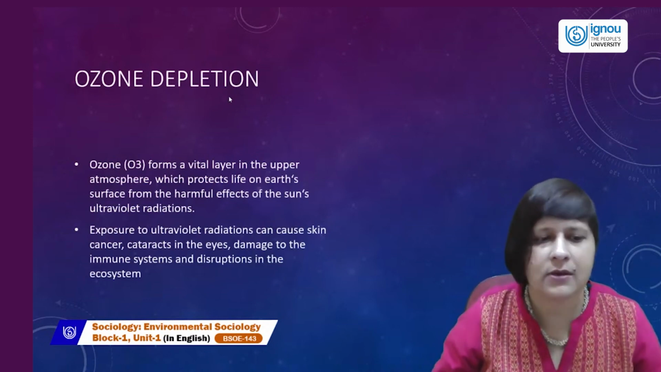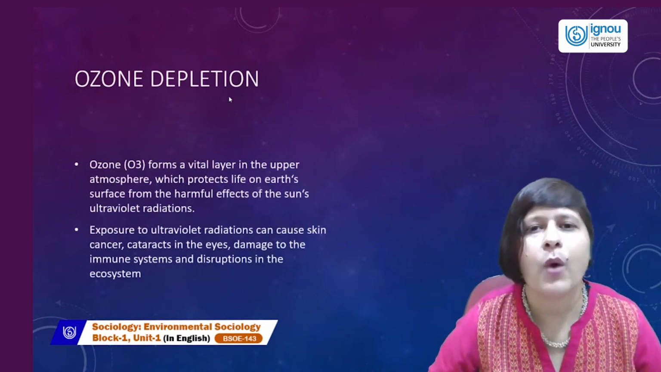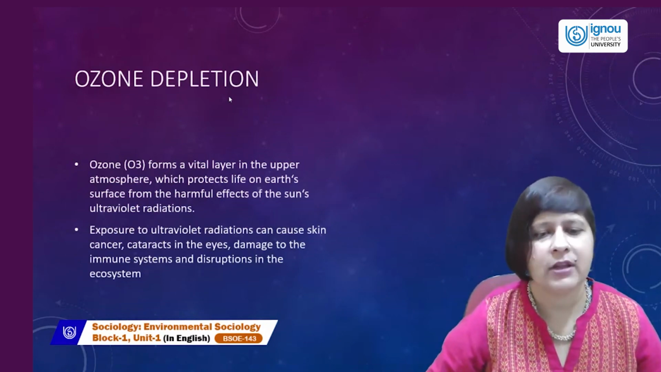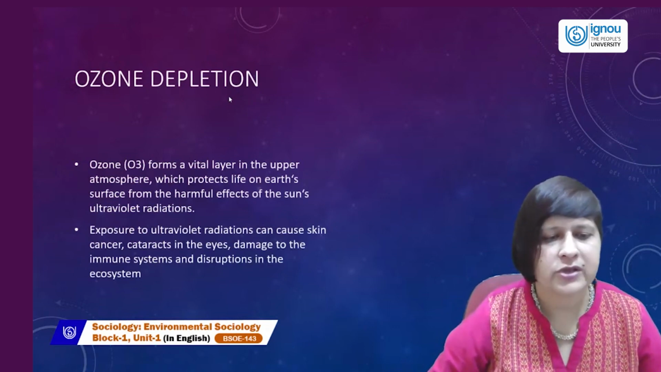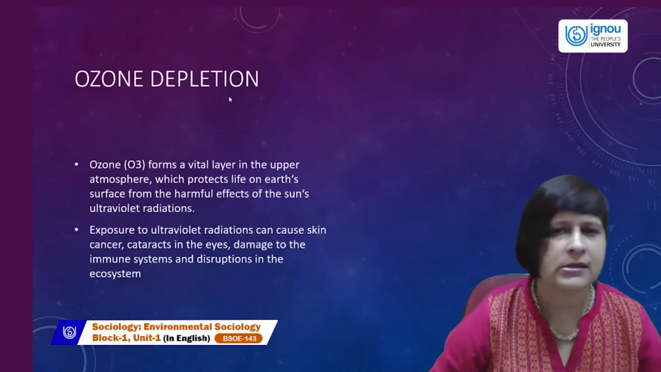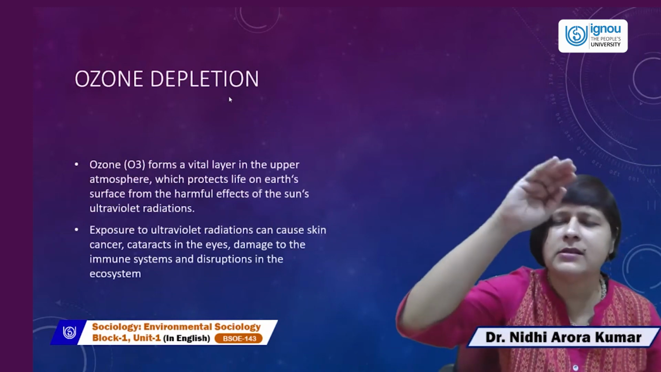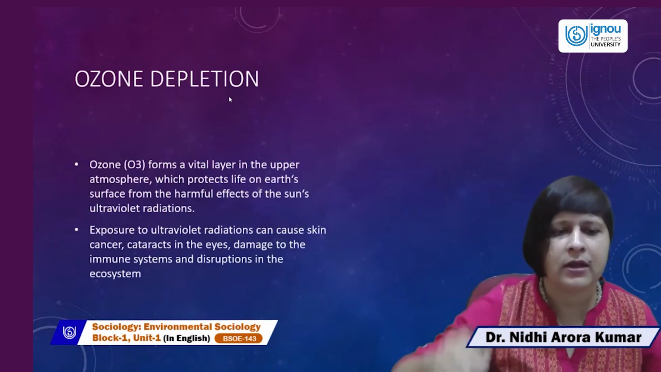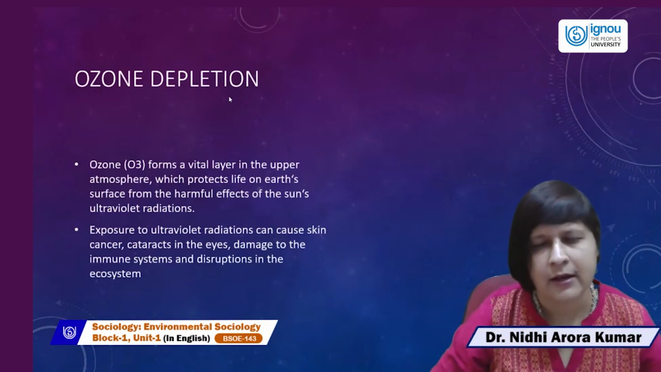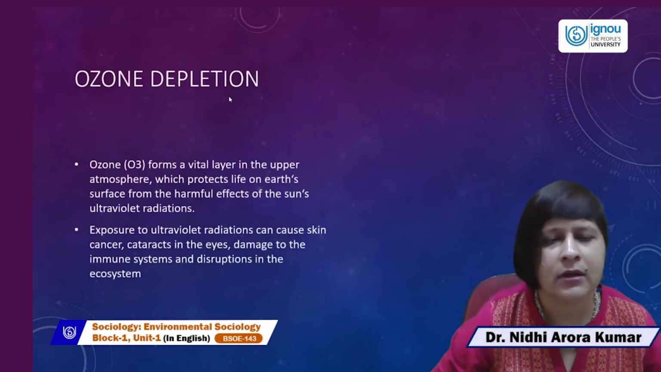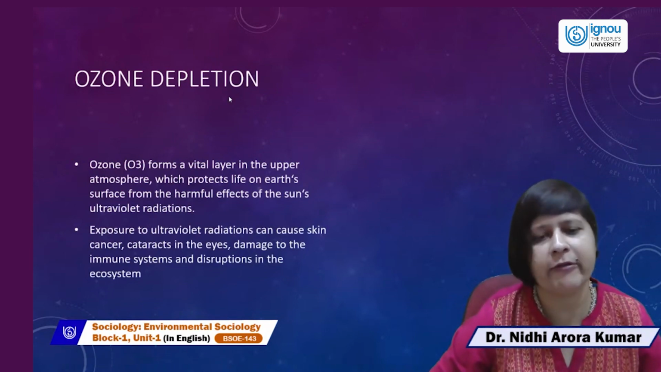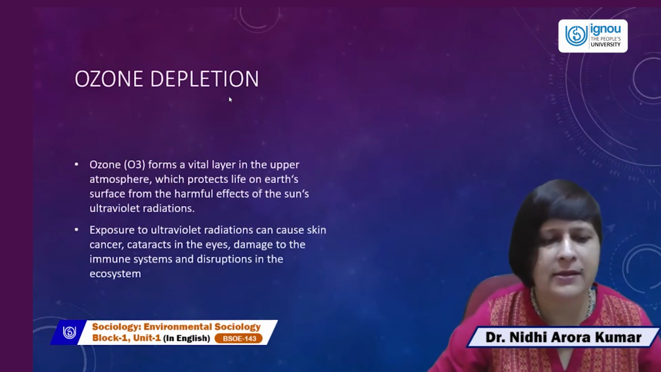Ozone depletion. What is ozone? Ozone forms a vital layer in the upper atmosphere, which protects life on the Earth's surface from the harmful effect of the sun's ultraviolet radiation. So this ozone layer is an important layer at the topmost level, and this layer protects the Earth's surface from dangerous ultraviolet radiation, which is emitted by the sun.